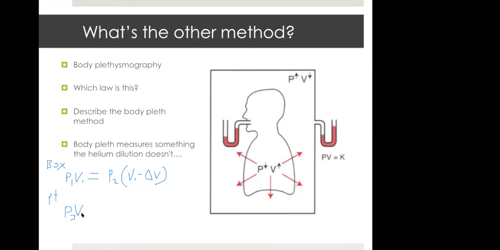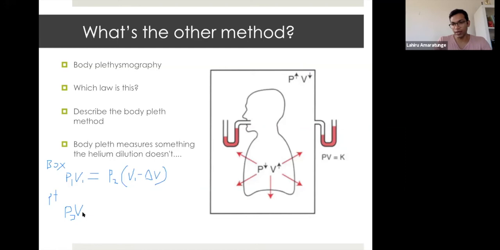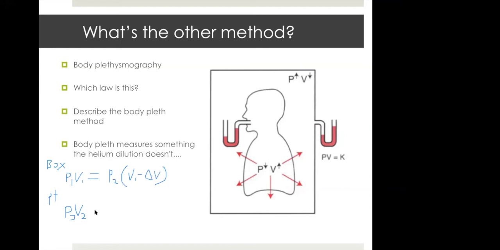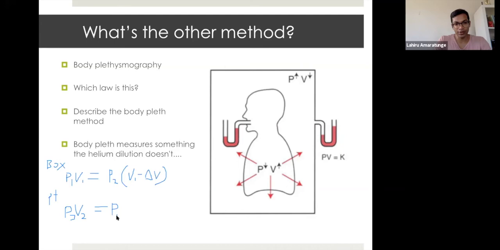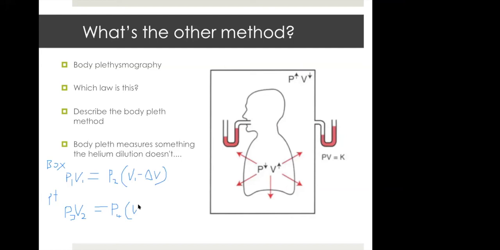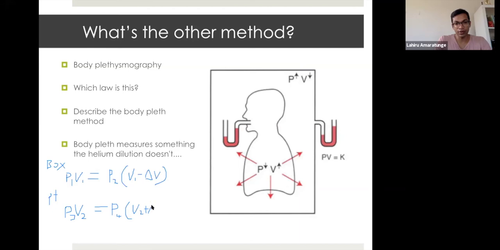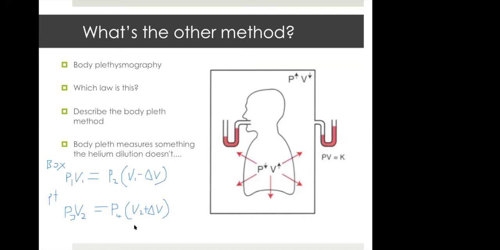Just to clarify, let's give this volume a number, maybe V2. Yeah, that's fine. V2 equals P4, which is after the inhalation, times V2 plus delta V, which is that tiny amount. Beautiful. Because we can measure P1, P2 of the box, and we can measure P3, P4 at the mouth of the patient, and because the delta V is shared and does not change in the two equations, we can therefore solve for V2, which is the volume you're measuring. Perfect.